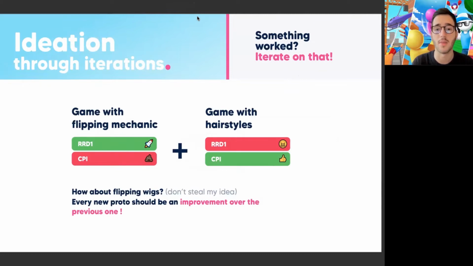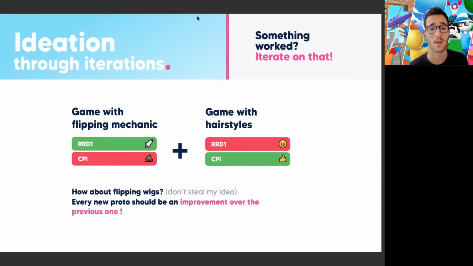So let's take a very basic example. I have a game with a flipping mechanic. The retention day one is excellent, but the CPI is very bad. And on the other side, I have a game with hairstyles as a theme, like a hair salon, this kind of thing, and the retention day one is bad, CPI is good, right? So combine those things. It's an illustration and a very straightforward and simple way of saying that, but you'll see that you can get way more learnings from your games than you might think and reuse that.